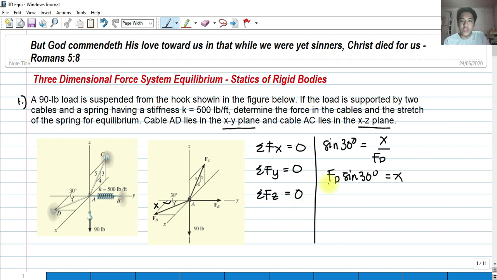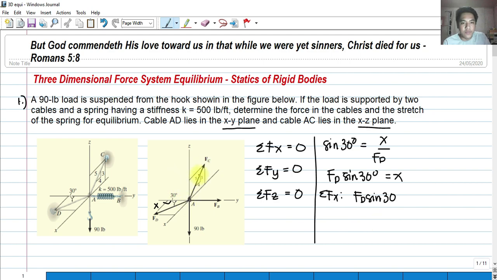So in the summation of Fx, we start with the summation of Fx again. Okay, we have F sub D sine 30 degrees, and it's positive. Why? Because if we resolve this vector here in the x-axis, it's in the positive direction. So we have a positive. Okay, so how about F sub C?